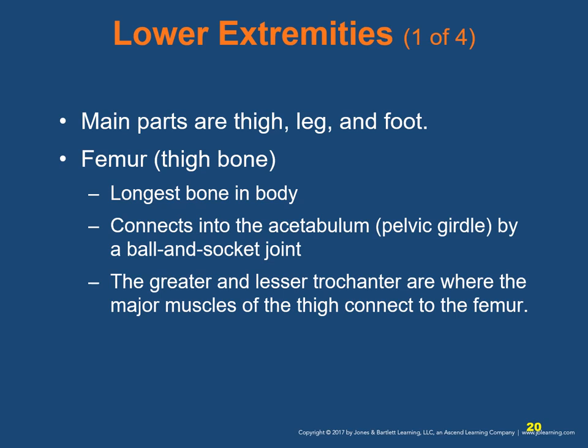At the superior end of the bone is the femoral head, a round ball-like structure that fits up into the pelvis. The femoral head connects to the acetabulum, which is part of the pelvic girdle, by a ball and socket joint. The femoral head attaches to the shaft of the femur through the femoral neck. There are 2 projections where major muscles of the thigh connect to the femur. You have the greater trochanter, which is lateral superior, and the lesser trochanter, which is medial or inferior.